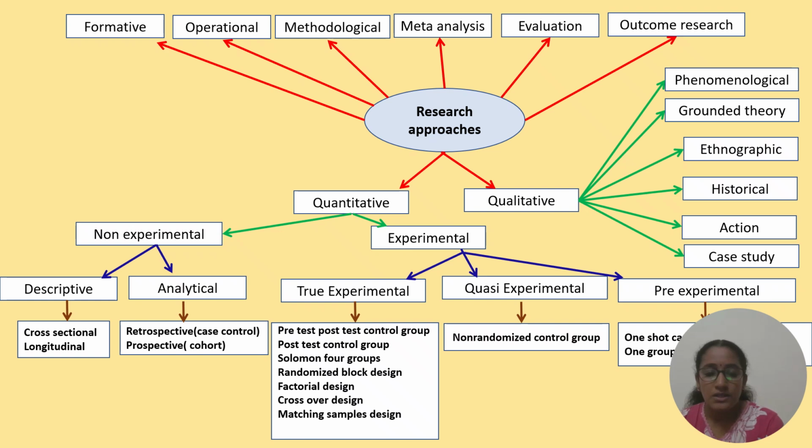So this is the classification of research approaches. You can see that the main ones are quantitative and qualitative. There are some other approaches like formative, operational, methodological, meta-analysis, evaluation, and outcome research. But in this lecture, we are focusing on the qualitative designs. The main qualitative designs which we are going to discuss one by one are phenomenological study, grounded theory, ethnographic study, historical study, action research, and case study. In further slides, we'll be seeing them one by one with suitable examples.